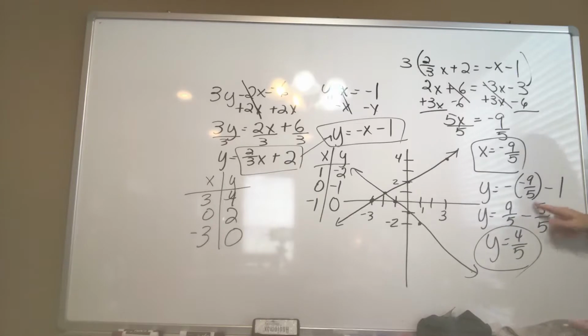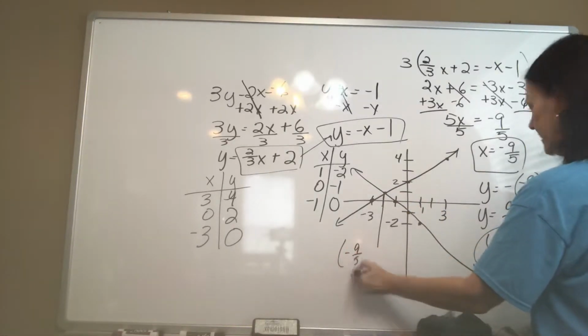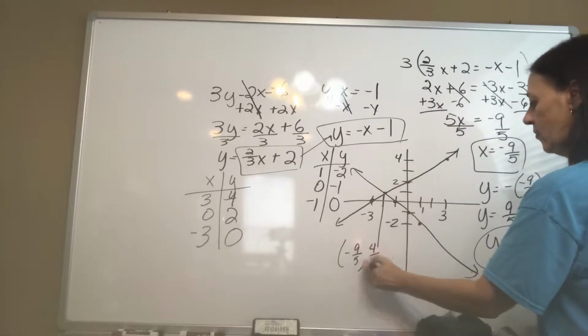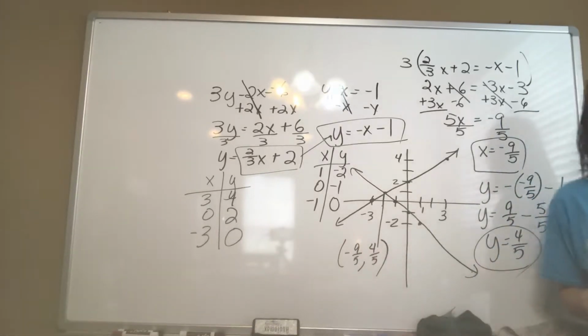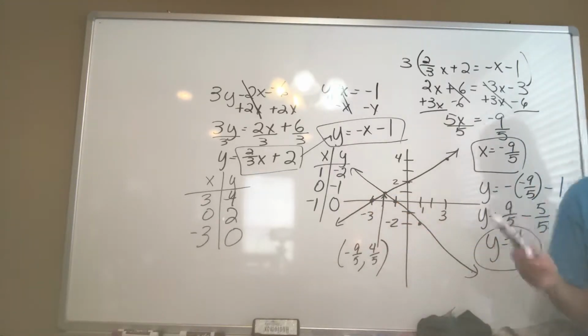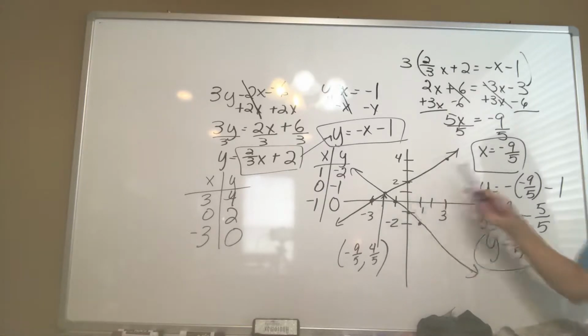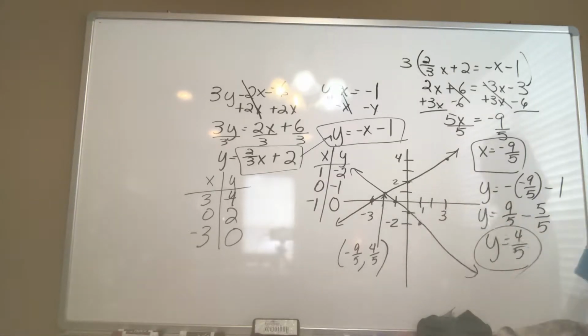Now I have my coordinate point here: negative 9/5, comma, 4/5. That is that point of concurrency. That's where they're consistent. When we're looking at systems of equations, that would be the point of consistency. In geometry, we call that the lines are concurrent at that point.